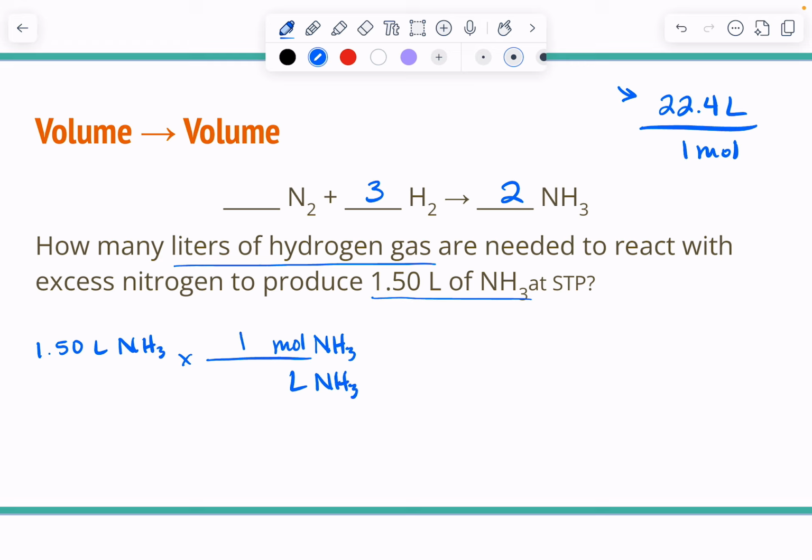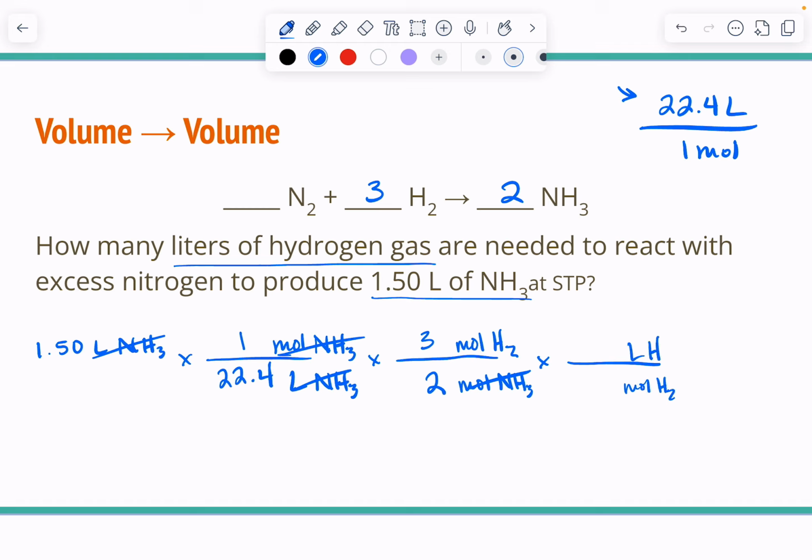So we have 1 mole, 22.4 liters. Liters is going to cross out, and we can go from moles of NH3 into moles of hydrogen gas. This is going to be a 3:2 ratio, and at this point, we just want to convert the moles of hydrogen gas back into liters of hydrogen gas, where we have 22.4 liters per 1 mole. Moles of H2 will cross out, and our final quantity is equal to 2.25 liters of hydrogen gas.